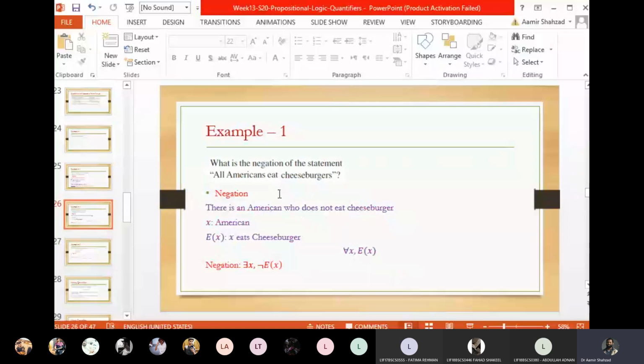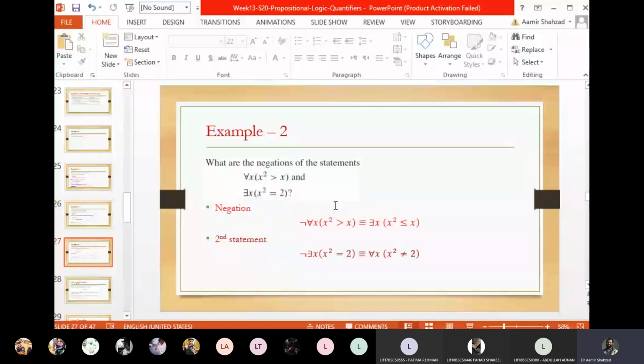So let's do another example. What are the negations of these two statements? So for all X, X is some number. For all X, X square is greater than X. So what will the negation be? The negation of for all X, X square is greater than X is there exists some X for which X square is less than or equal to X. X square is not greater than X. Not greater will become less than or equal to. So there exists X, X square is less than or equal to X.